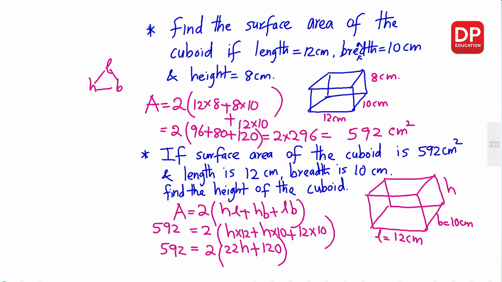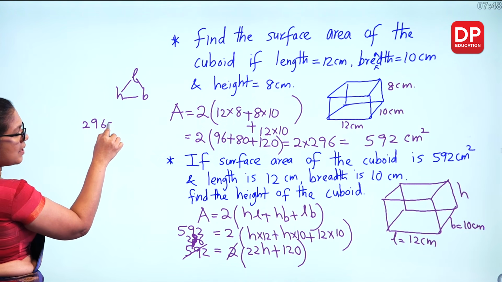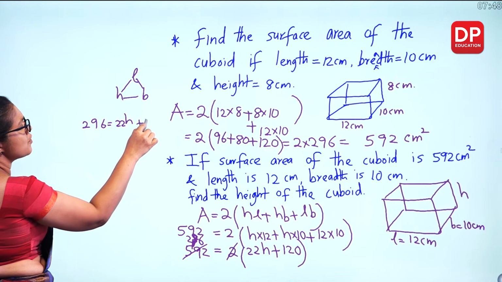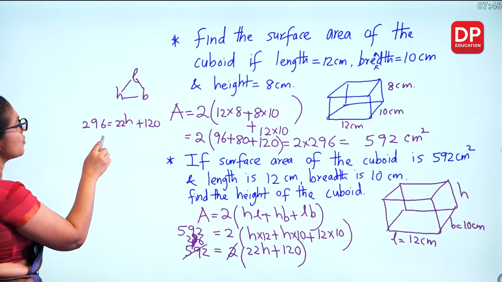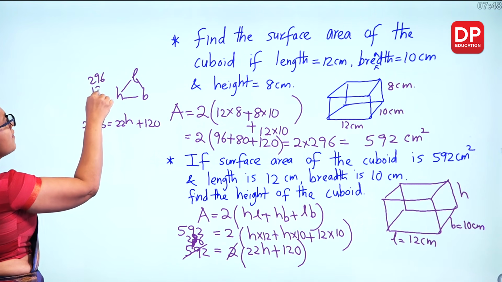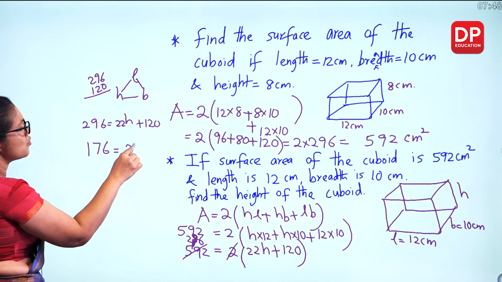So that's equal to 592. So what we can do? First we can divide this by 2. 296 is equal to 22H plus 120. So we have to take 120 to the other side. When you subtract, what you get? 296 subtract 120, you get 176. So that's equal to 22H.